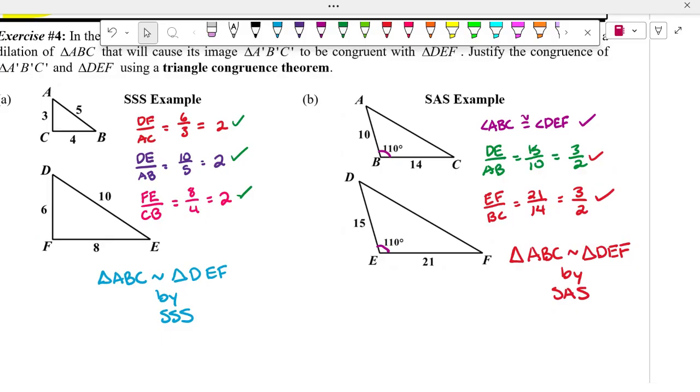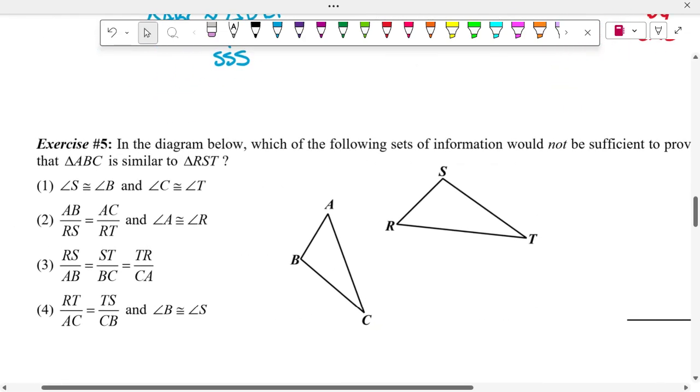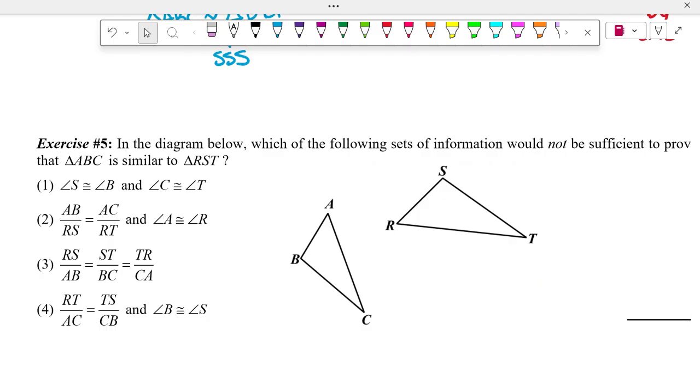All right, last thing and then we're done. So we just want to go through and make sure. They're asking us which of these 4 choices does not prove that those two triangles are similar. All right, so let's just go through each one.